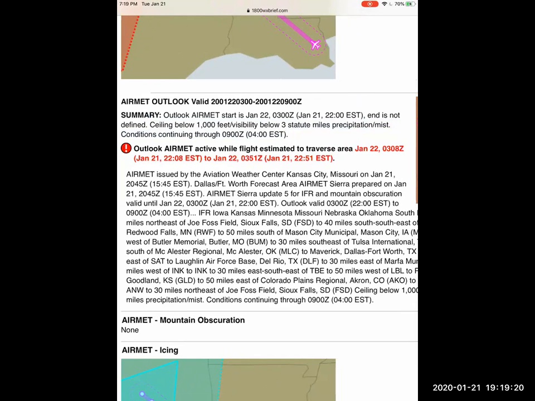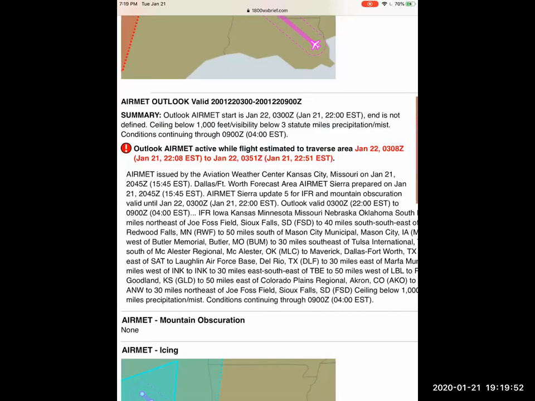So we already know that in AirMet, at least one of the types of AirMets is for IFR conditions, where conditions exist in at least ceilings below 1,000 feet and or visibilities below 3 statute miles. They give us an advisory, of course, warning, big red flags, excuse me, that this AirMet will be active while we fly through that area from those 2 time frames, from 0308 Zulu to 0351 Zulu.